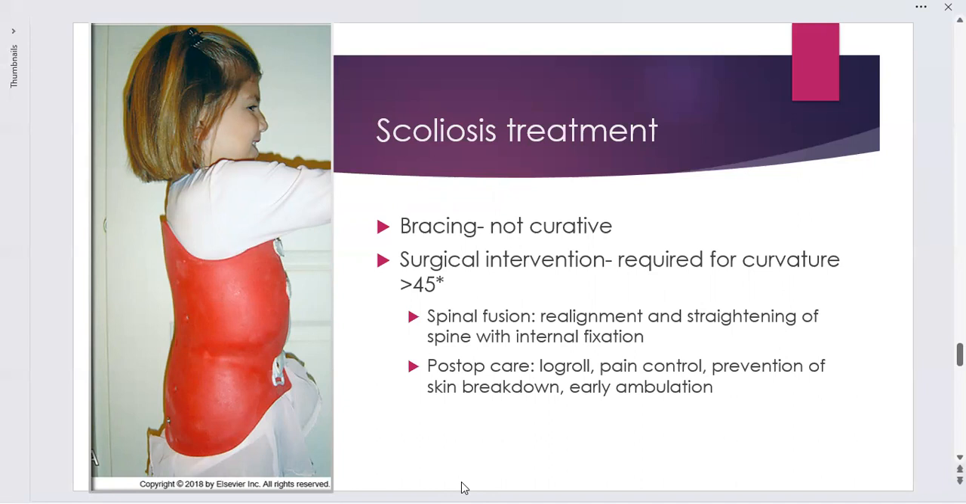This is a very, very painful procedure, okay? So pain control is going to be of utmost importance. As far as moving your patient, you're going to log roll them to try to not put any undue pressure on that spine, and let it heal. Prevention of skin breakdown is going to be very crucial as your patient will be immobilized for a little while, and that also increases the risk for infection. And then getting this child up early helps with a better prognosis long-term.